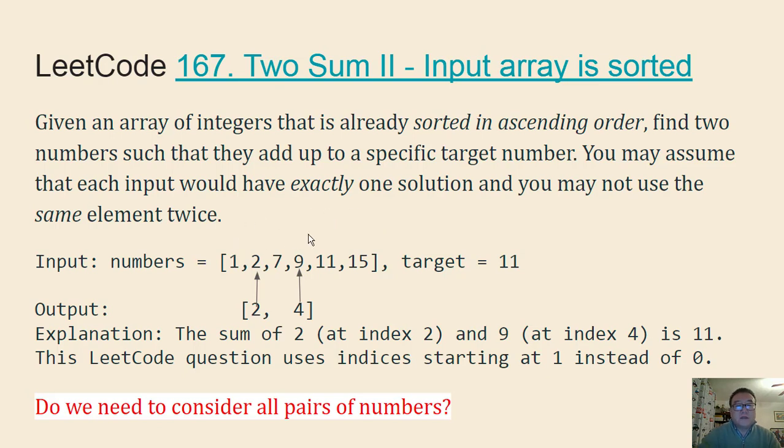So let's have the 2 pointers, 1 pointing to the beginning, 1 pointing to the end. For this array, we have 1 and 15. When we add it up, we find out that it's too big.